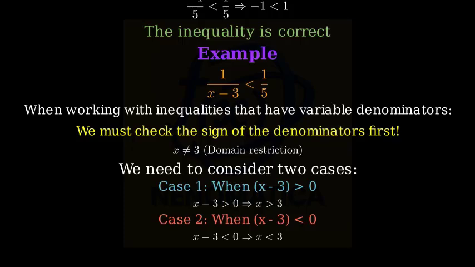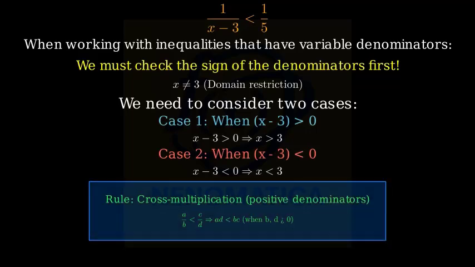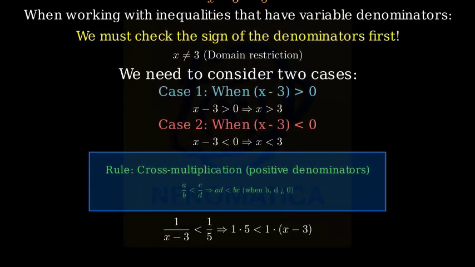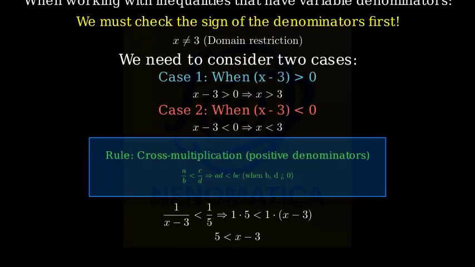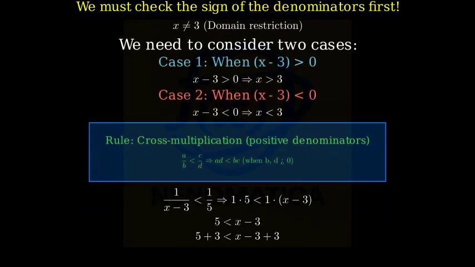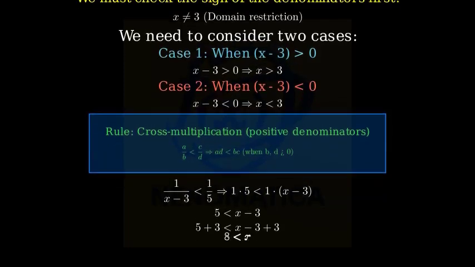Let's start with case 1, where x is greater than 3. When both denominators are positive, we can cross-multiply without changing the inequality direction. So we have 1 times 5 is less than 1 times x minus 3, simplifying, 5 is less than x minus 3, adding 3 to both sides, 8 is less than x, so x is greater than 8.